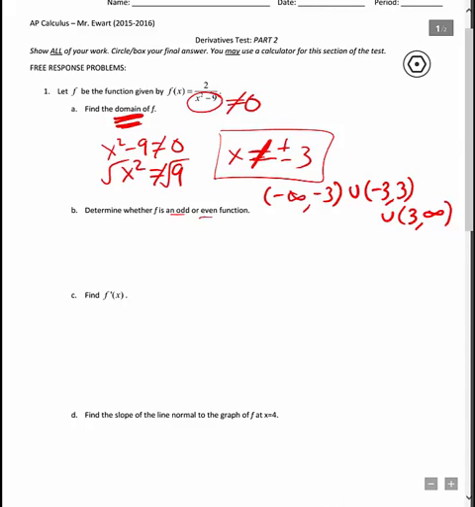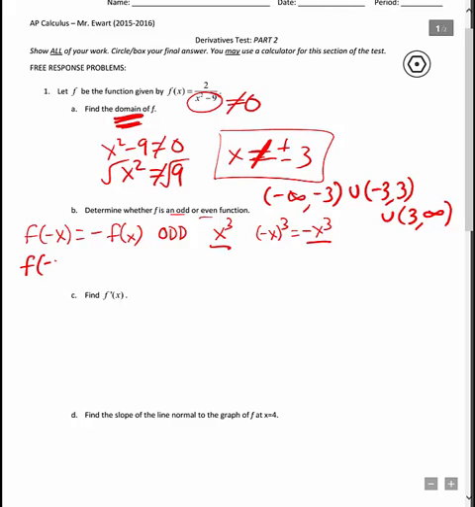Odd and even, we do need to remember. Odd is basically when you plug in negative x and you get the negative answer back, that's odd. The way you can remember that is x cubed. If you plug in negative x and you cube it, you get back negative x cubed. So that was the original. We plug in negative, we get a negative.